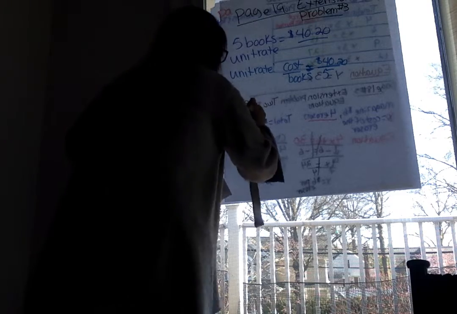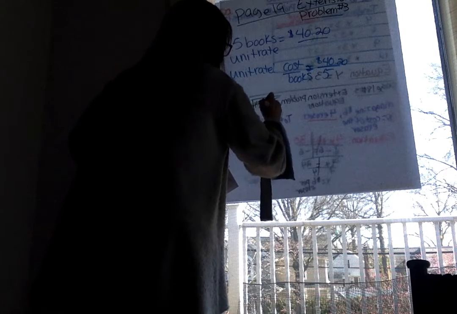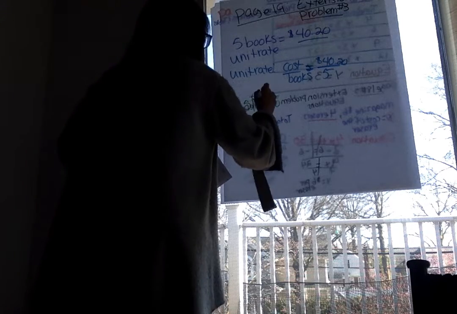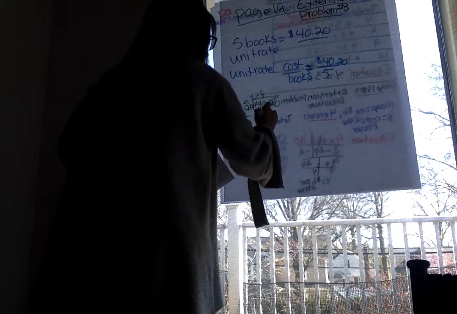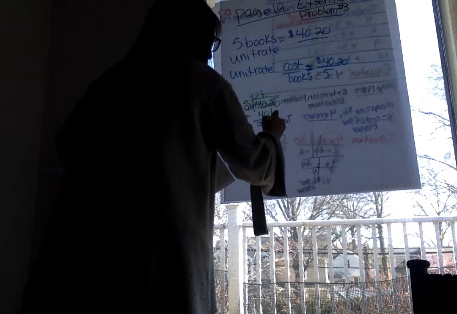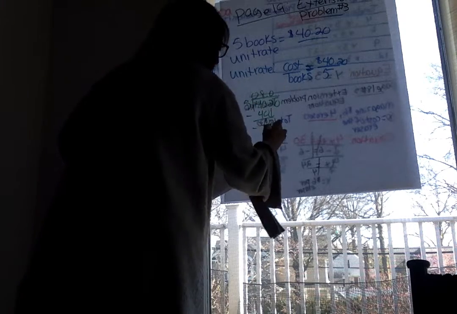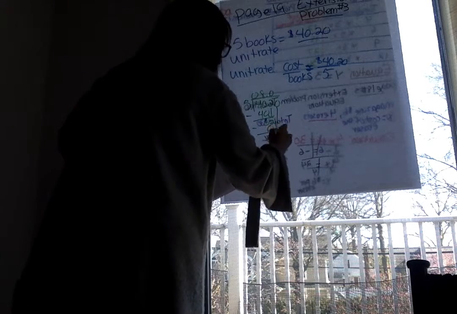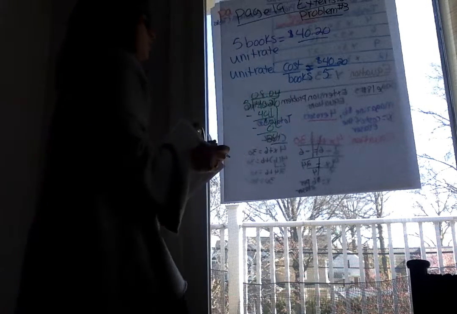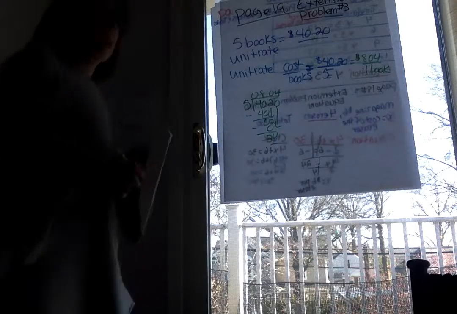1 book. So let's do the division. 0, 8, bring up here. This is 40. This is 0, bring down the 2. This goes in 0 times, 0, 2, bring down the 0. So now it's $8.04 per book. So each book, per book, costs $8.04.